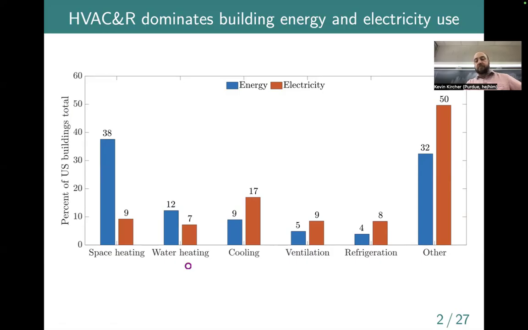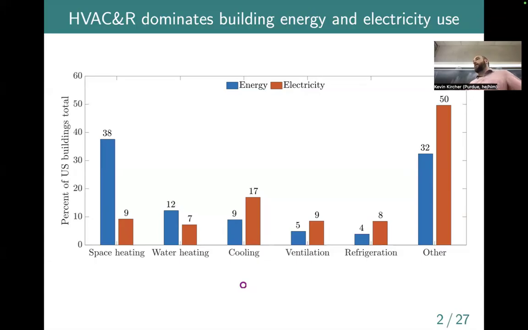Water heating, okay. Cooling, so this is air conditioning. Ventilation, this is largely big fans in commercial buildings to provide fresh air in rooms like this. Refrigeration, and then this is everything else. So you can see that half of the electricity basically comes from heating, space and water, cooling space, and then ventilation and refrigeration. And that's about two-thirds of the energy. So 1 minus the 32 would be 68%, I guess. And this is today, right?